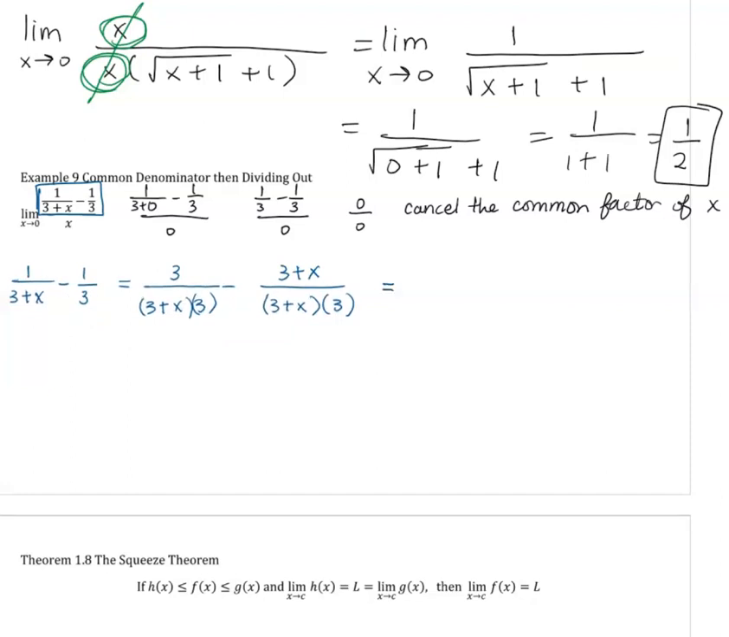So now that we have the common denominator, let's actually combine them into one fraction. The common denominator will stay the same in the bottom. But in the numerator now, I have 3 minus 3 minus x. Make sure you apply that subtraction to both terms there. The 3 minus 3 in the numerator will cancel and we'll just have a negative x over our common denominator.